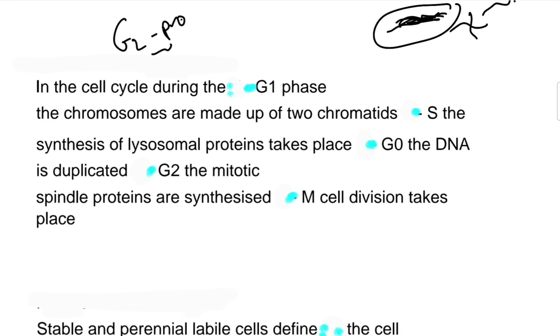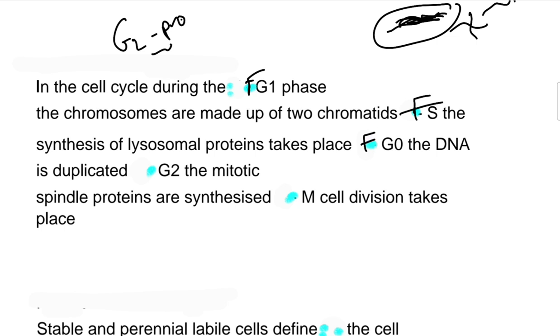In the cell cycle during the G1 phase, the chromosomes are made up of two chromatids. Is this correct? This is wrong. It's just chromatin, nothing to do with chromatids. As the synthesis of lysosomal proteins takes place, this is wrong. In S phase only DNA replication happens. Sorry, false. G0, the DNA is duplicated. This is wrong.